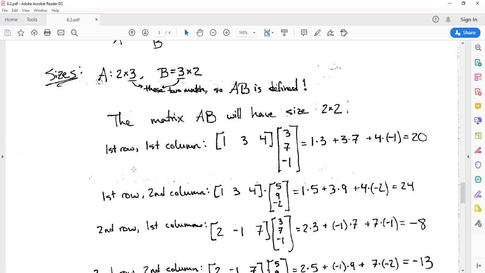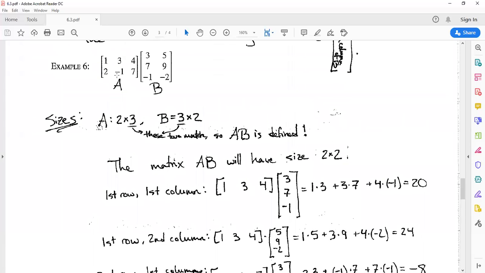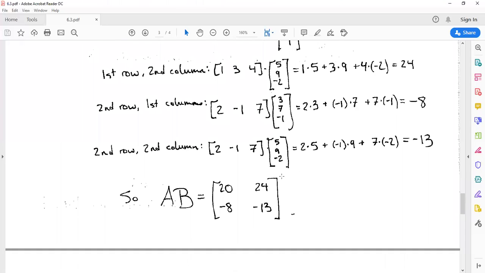Okay, and then for the second row and second column entry of the product A times B, we will take the second row of A and the second column of B and form their product. This gives us 2 times 5 plus minus 1 times 9 plus 7 times minus 2, which turns out to be minus 13. So the matrix product A times B looks like this.